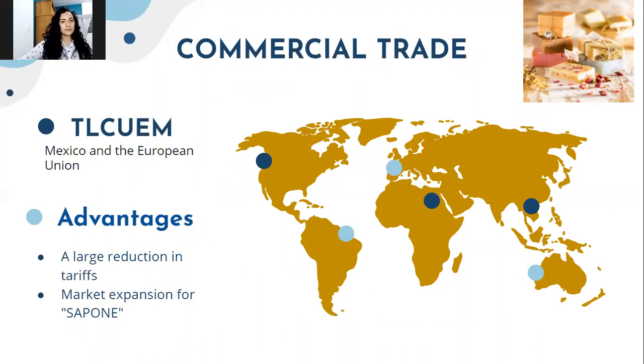Having a commercial trade agreement for exportation is fundamental. And in this case, as we already mentioned, the company Sapone Artesanal wants to export to Germany. So in this case, the commercial trade agreement that is going to be used is the TLCUEM, which is the Mexico and European Union international trade agreement. The advantages are a large reduction in tariffs and expansion of the market to the rest of the world, in this case, Germany.